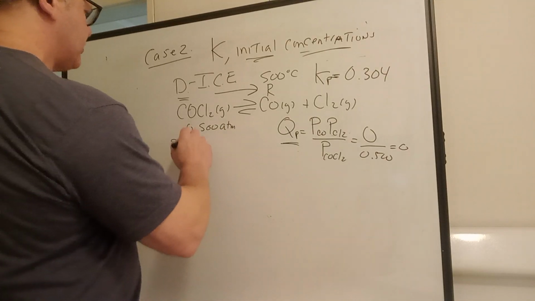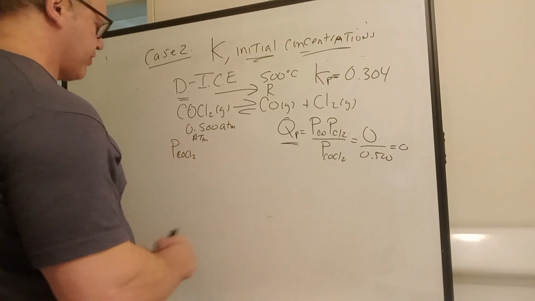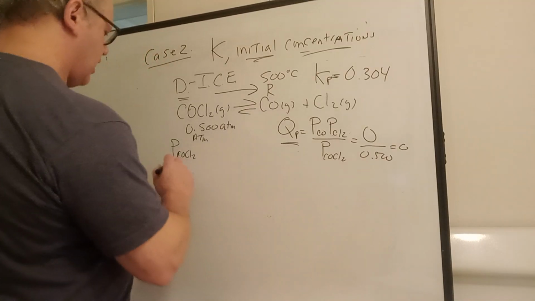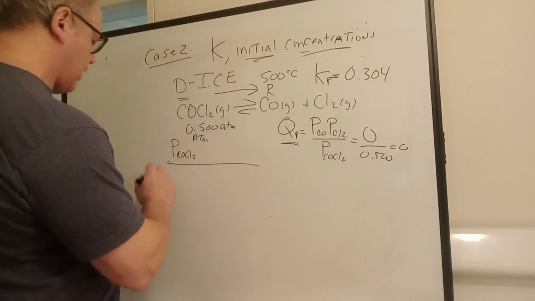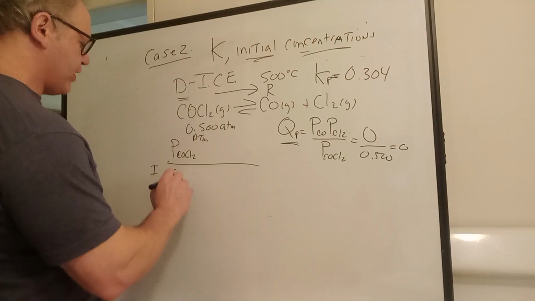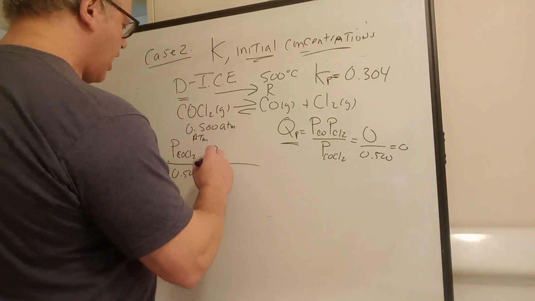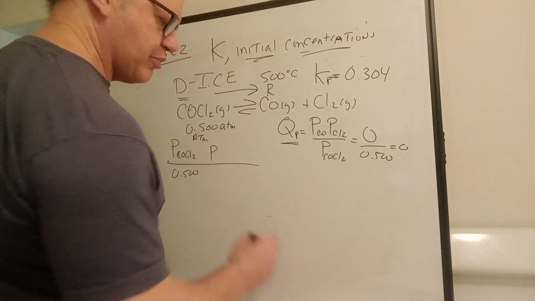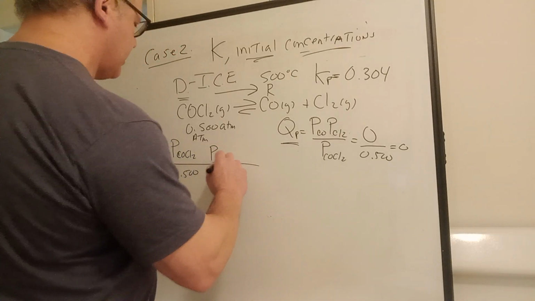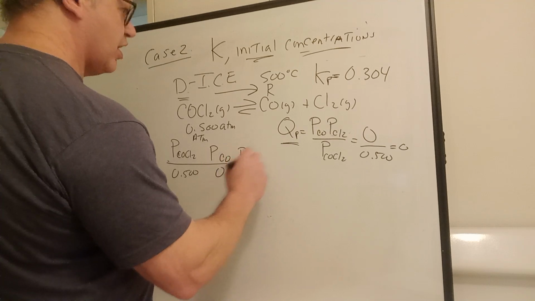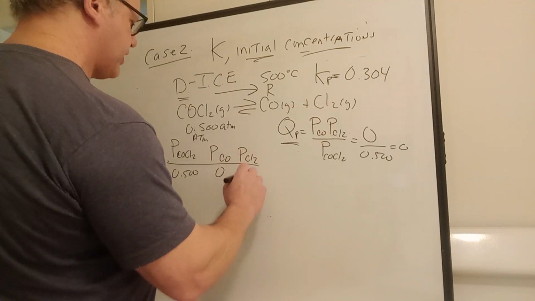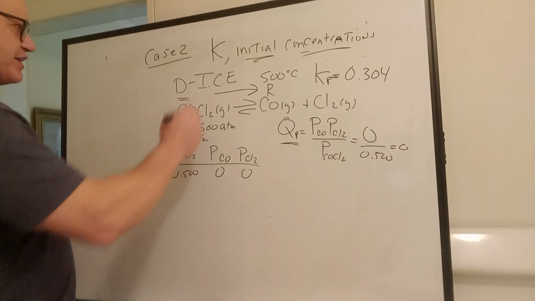This is all going to be in atmospheres. I'm not going to keep writing that over. You put it right on top, and we'll make an initial amount. The initial pressure is 0.500 atmospheres, and then the pressure of the, I want to follow the same order here, the carbon monoxide is 0. The pressure of the Cl2 is a big old 0. So that's your I of the ICE table, right?